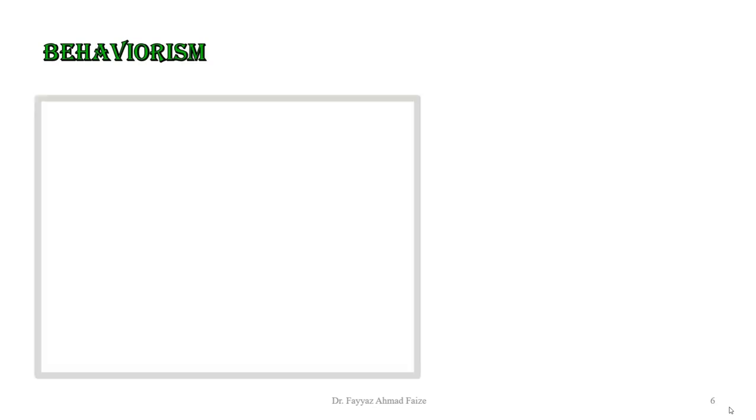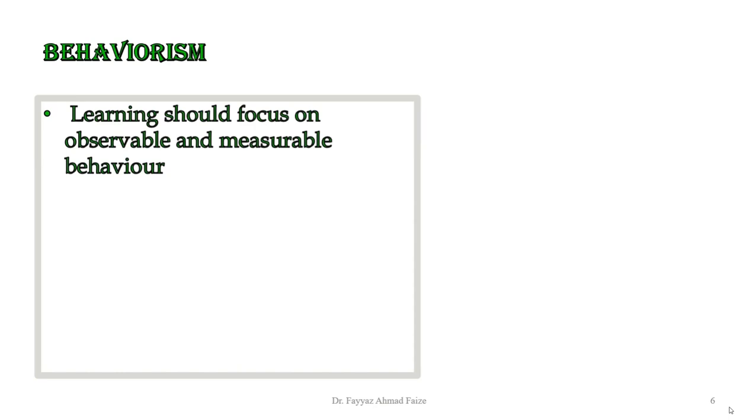So we start with behaviorism first. Behaviorism believes that learning should focus on observable and measurable behavior. Behaviorism believes that learning is related to behavior. It is modification of behavior. It is improvement in behavior, improvement of desired behavior. And remember, the behavior is observable.